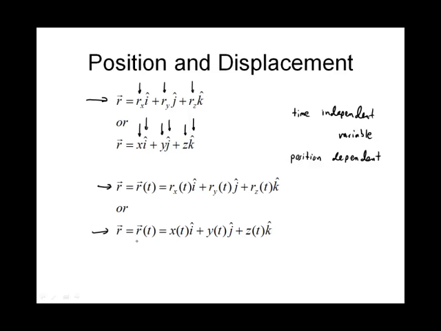R is a function of time. That's what this is saying right here. Position is a function of time. And the X position is a function of time, and we multiply that by the X unit vector I hat. Y is a function of time, and we multiply that by the J unit vector. And Z is a function of time, and we multiply that by the Z unit vector K hat.